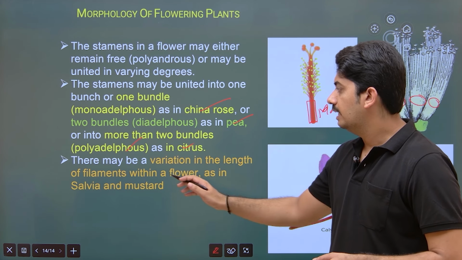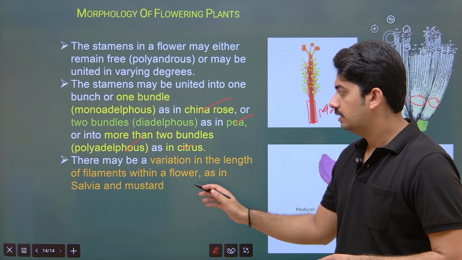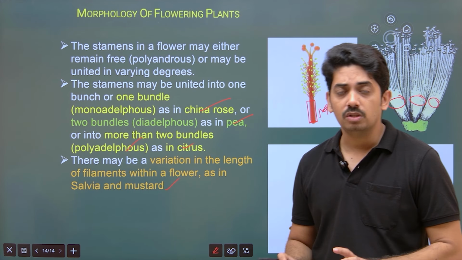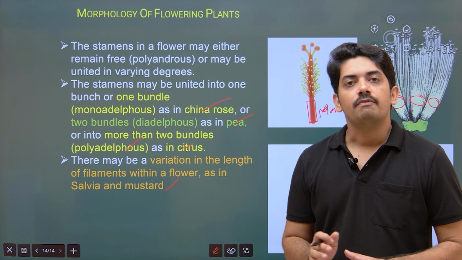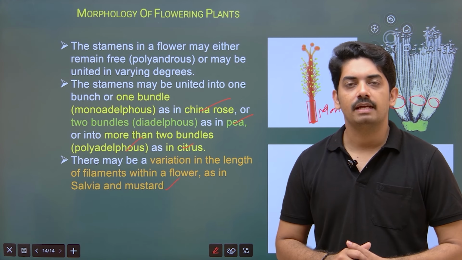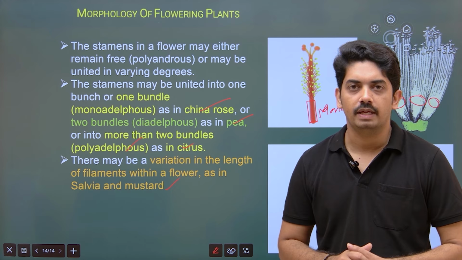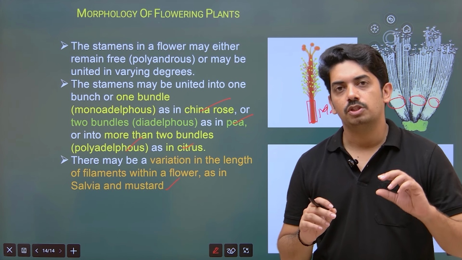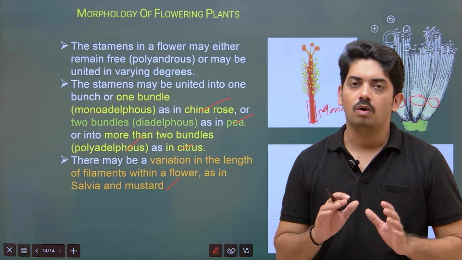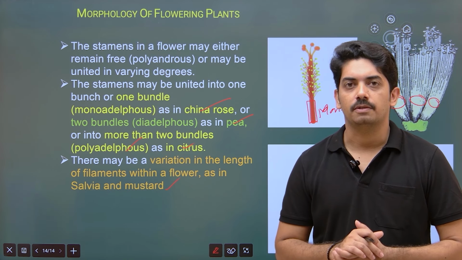So variation in the length of the filament within the flower, as in Salvia and mustard. This is also important. One flower may not have the same length stamen. Sometimes the length of the stamen will also vary. Some are shorter, some are longer. Why is this difference observed? This is all adaptation for pollination. Okay.